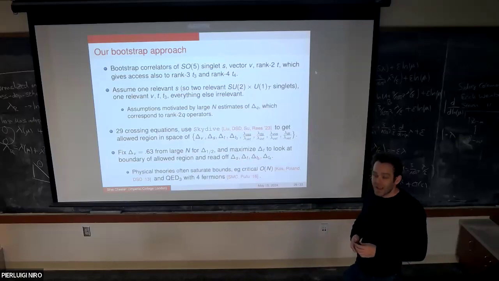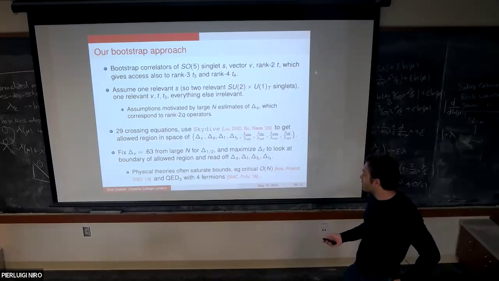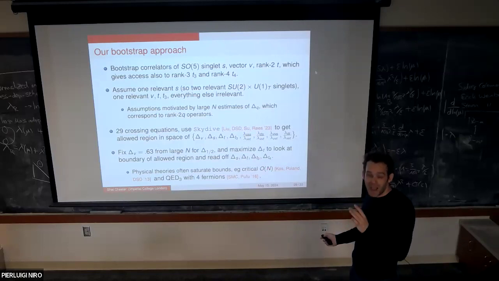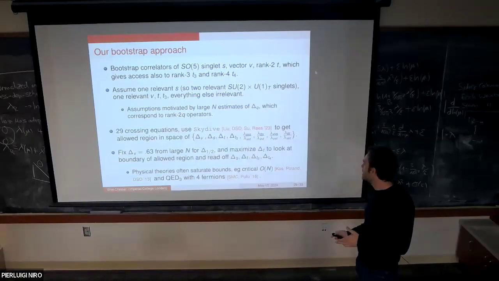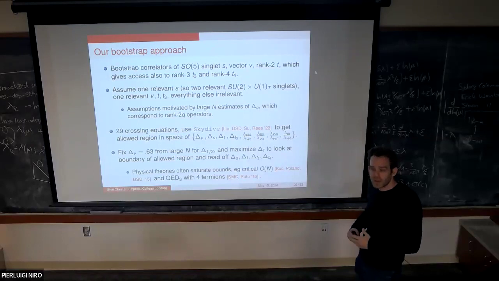Now, why might you think the physical theory is at the boundary? Well, this is something that's been observed in many other examples. For instance, for the Wilson-Fisher theories, for every value of n, it was observed that the physical theory was at the boundary of a bootstrap plot. And even in the case of QED3 with 4 fermions, in this paper I had with Sylvia back in 2016, we also observed that the physical theory as estimated from a large N expansion seemed to be near the boundary. So this seems like a somewhat reasonable assumption.